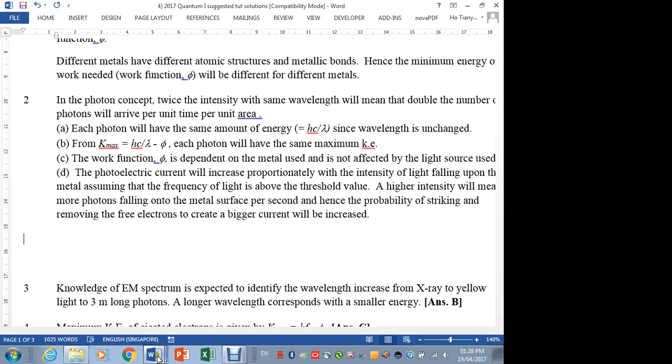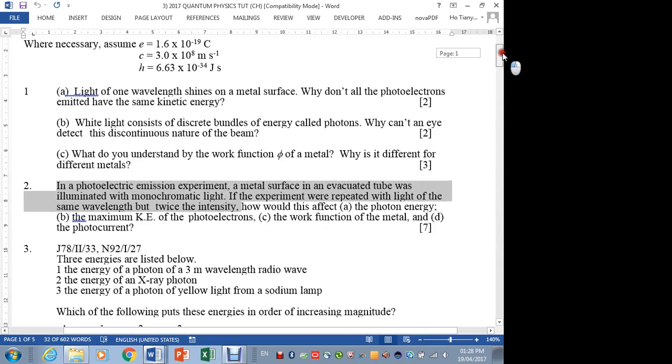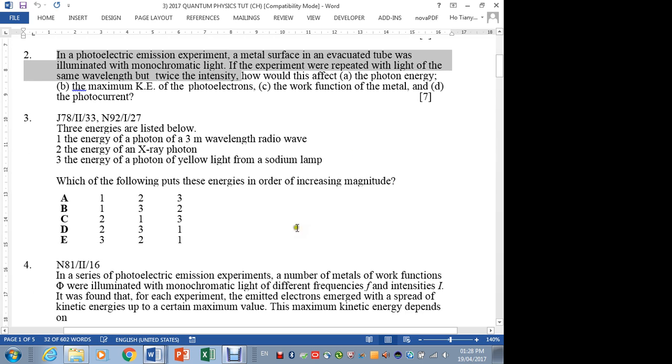Right. Question number 3, which is the increasing order of magnitude. This one is very easy. Either you know or you don't know. First, there are two things. One, you must know E equals hf, which is this whole lecture. Second, you must recall your waves. How are these frequencies related? The higher the frequency, the higher the energy. The higher the frequency, the lower the wavelength. So if you want increasing frequency, you want decreasing wavelength.